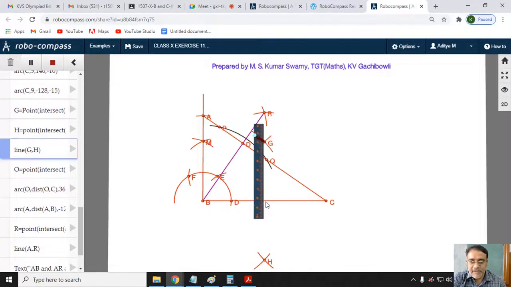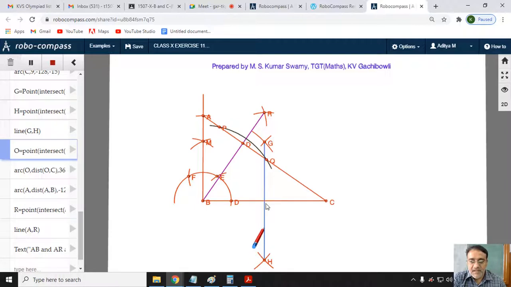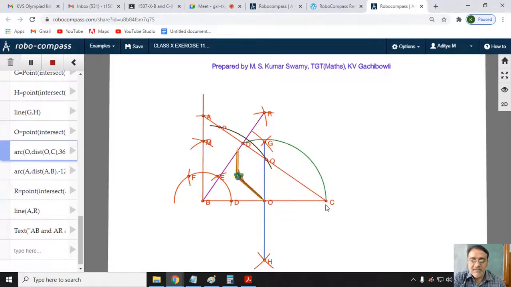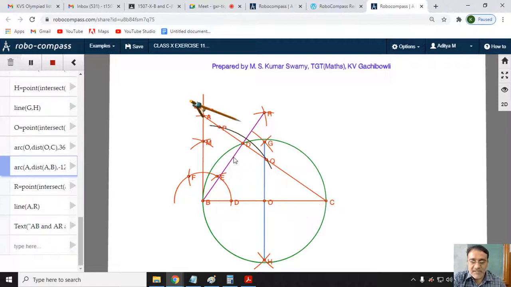Right? We will join GH, which will intersect BC at a point; we'll take it as O. Now with center O and OB or OC as radius, we draw one circle which passes through BDC. Now see, AB is perpendicular to the radius OB, so AB is a tangent. So we will measure AB and cut one arc here.